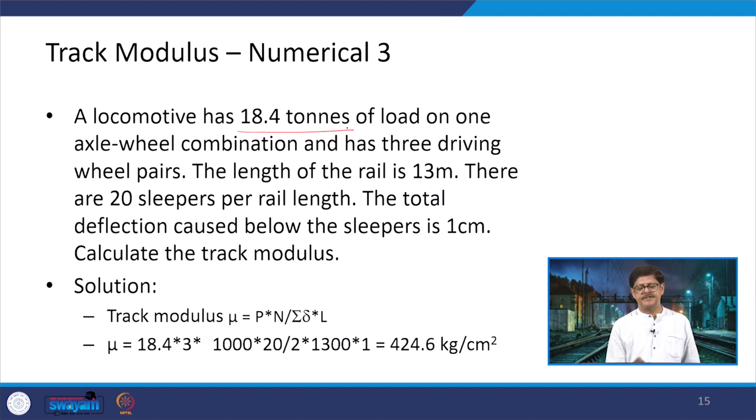Again, a locomotive has a load of 18.4 tons on one of the axle wheel combinations. It has 3 driving wheel pairs. The length of the rail is 13 meters. There are 20 sleepers per rail length. So, a sleeper density is already defined in this form. The total deflection caused below the sleepers is also given as 1 centimeter.